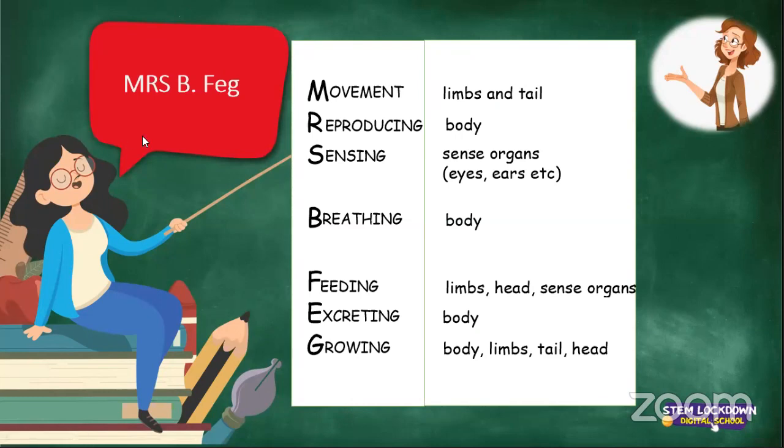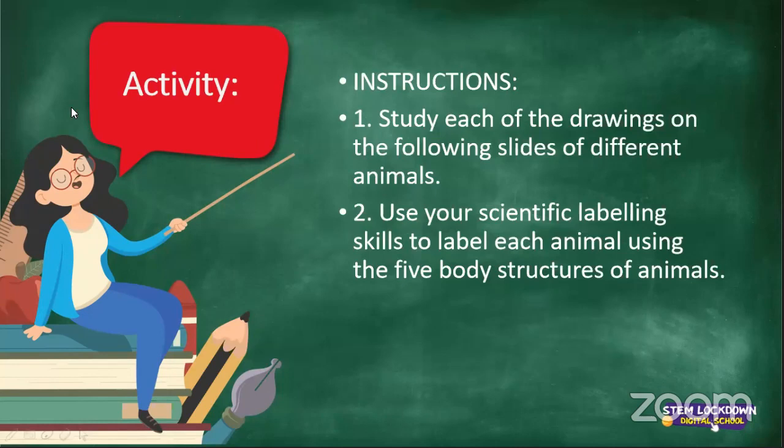Let's move on. We are going to do an activity, and you are going to study 4, I think it's 4 different animals, but we are going to use scientific labeling skills to label each animal using the 5 body structures of animals. Okay. Remember last time when we spoke about labeling something, always keep it neat. Use your pencil and a ruler, never a free hand, and draw straight lines. Okay.